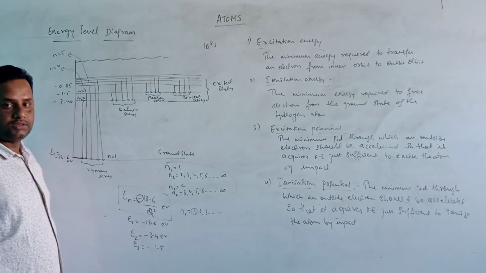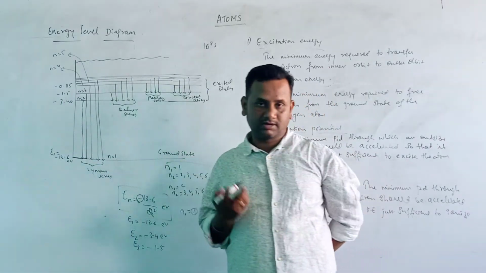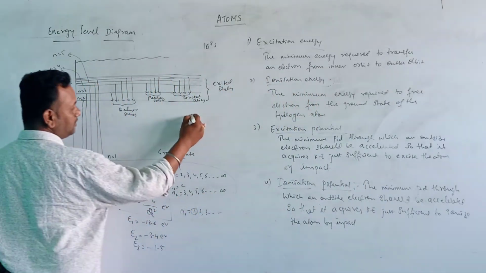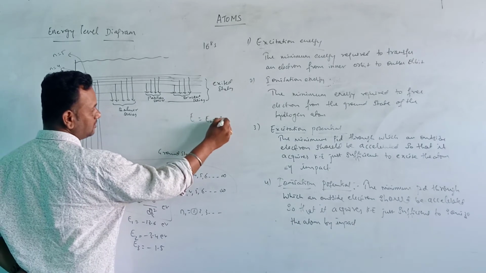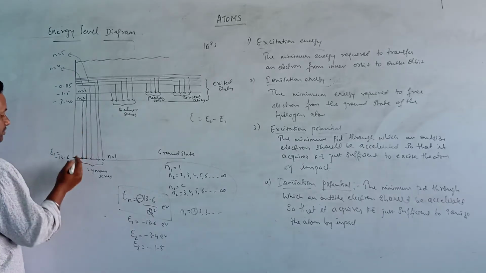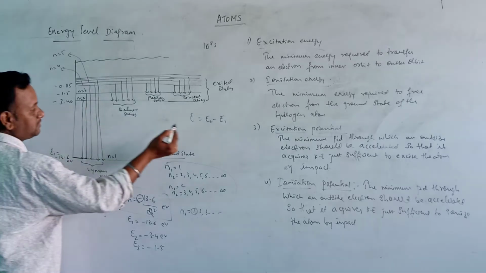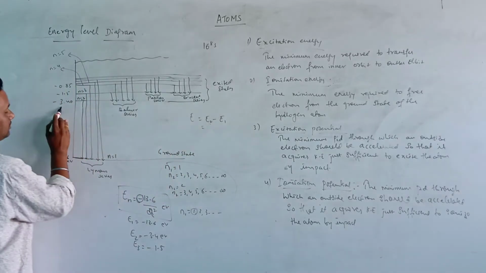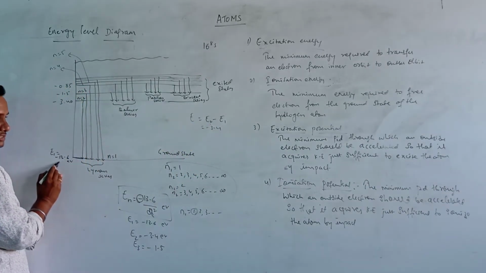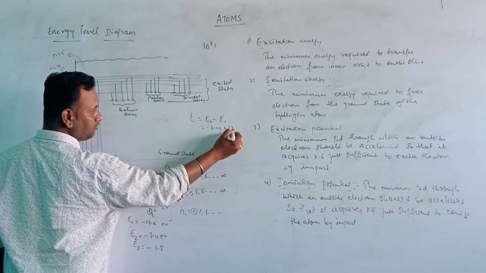So if we want to find the energy difference between two energy levels, as I told you, the general formula is delta E is equal to E2 minus E1. If I want to know the energy difference between the first energy level and the second energy level, I substitute the values. E2 is minus 3.4, and E1 is equal to minus 13.6. Here it becomes minus plus 13.6.